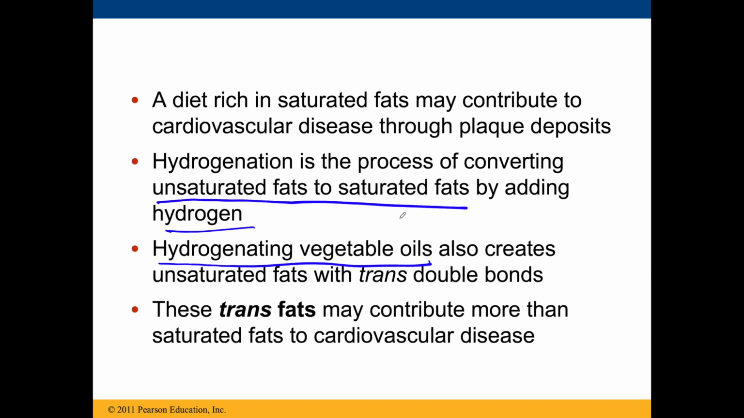Why do we do this? Because we're dumb. But also, I'm sure it tastes a lot better, and that's probably the main reason. But when we do this, we also can create trans double bonds. Take chemistry or ask me later if you want to know exactly what a trans double bond is. But this creates trans fats, which are the most unhealthy fat you can possibly eat, the things that are most likely to cause cardiovascular disease.